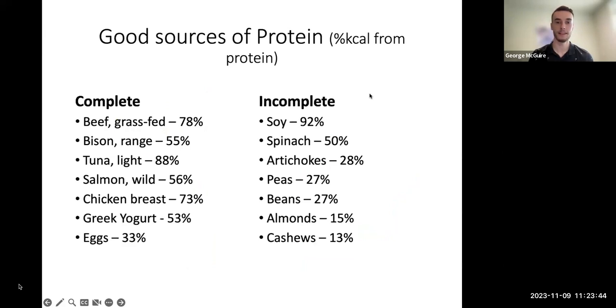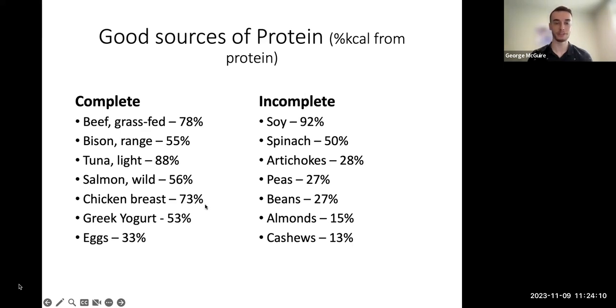Okay. And so just to give you some examples of common food types and the percentage of calories in that food that come from protein. So some of the highest complete proteins, or the highest concentration of protein in a complete protein source, would be tuna. Right? 88% of the calories in tuna are coming from protein. Grass-fed beef, so 78% of that meat is coming from protein.